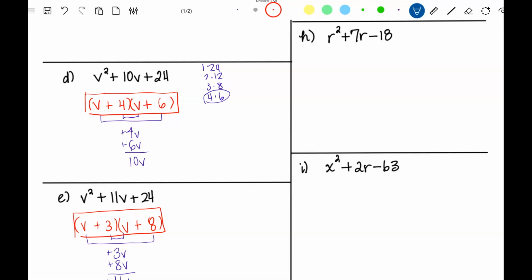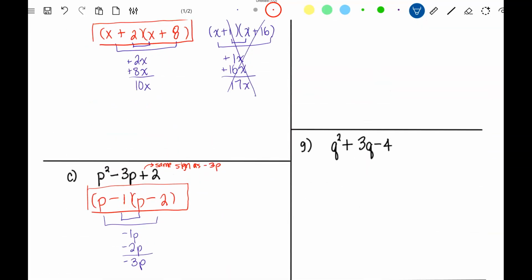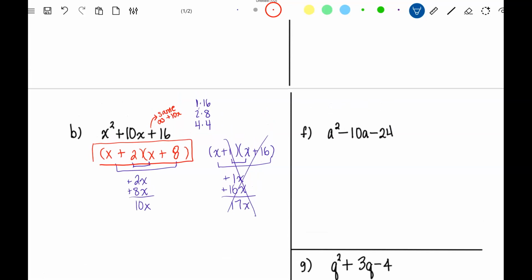Now notice A through E all had the last number positive. Now we're going to look at what happens when the last number is negative. So it starts off the same way. A squared is A times A, and we want the same numbers. We got 24: 1 and 24, 2 and 12, 3 and 8, 4 and 6. Last time we used 4 and 6 because that last sign was positive and the signs had to be the same. But since that last number is negative, that means the signs have to be different. And the middle sign goes with the bigger number. So I can go through here and make all these bigger numbers have that negative sign.